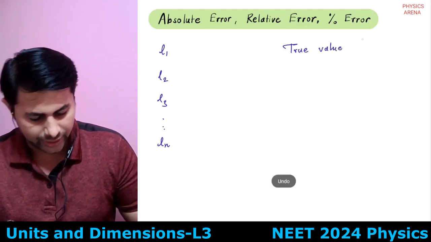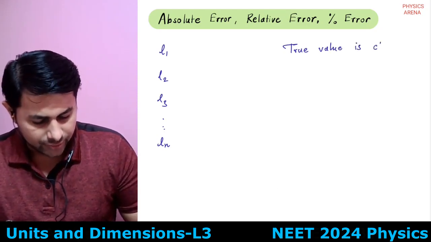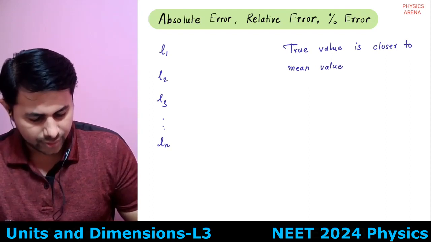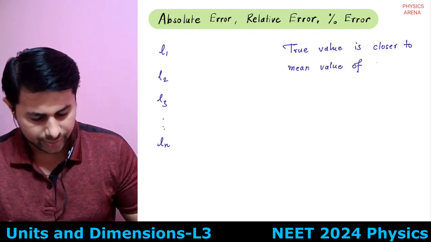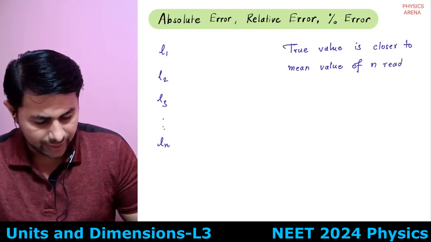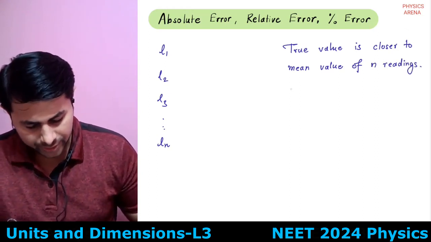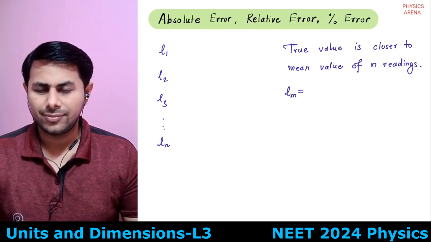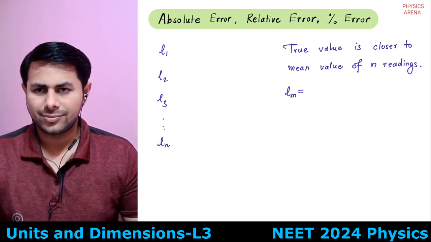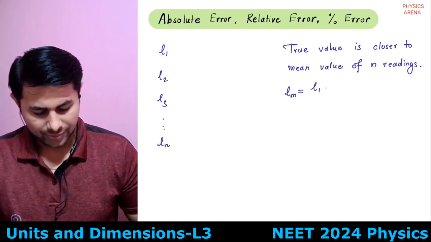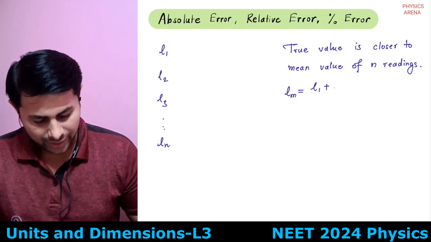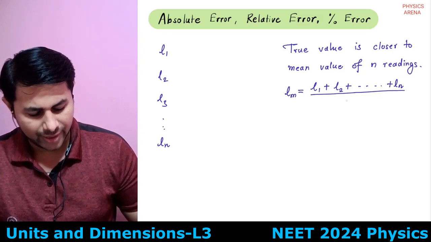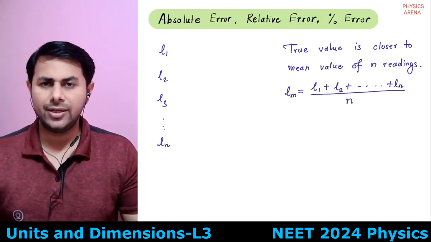If you don't know the true value of a quantity, the true value is closer to the mean value of many readings. So let's say we are taking n readings. Let's suppose Lm is the mean value. So how do we find the mean? Add L1 plus L2 plus up to Ln, divided by n. So add them all, L1 plus L2 plus so on and so forth up to Ln, and divide by n. Okay. So you get the mean value.